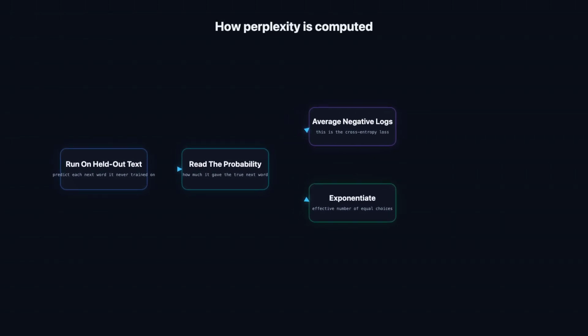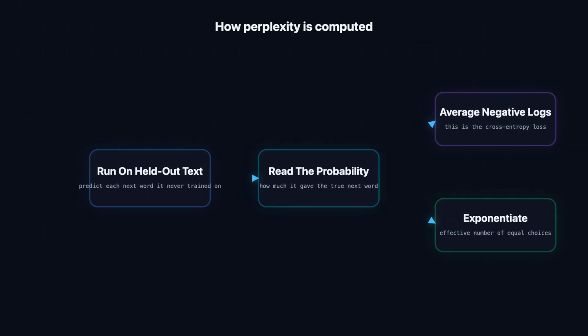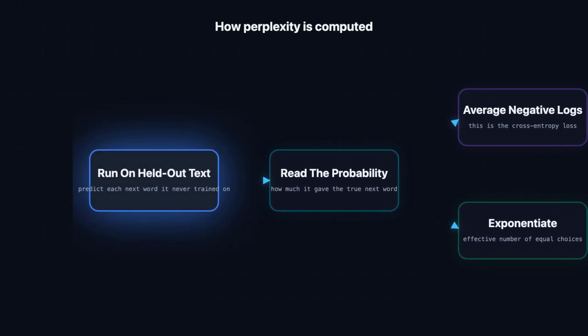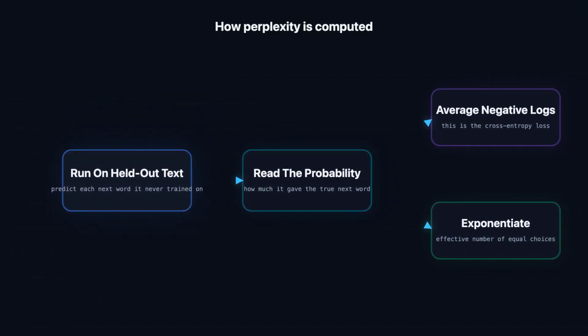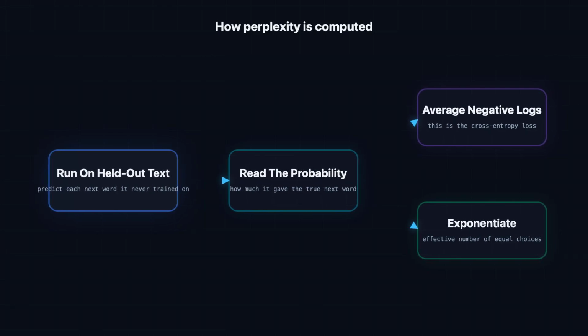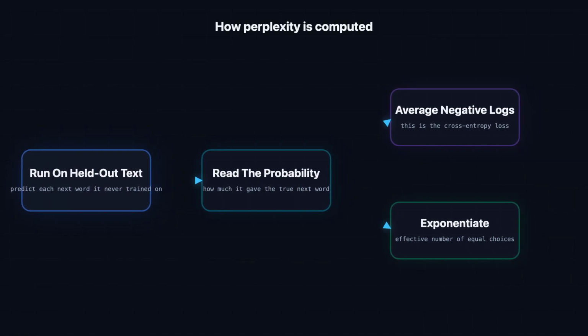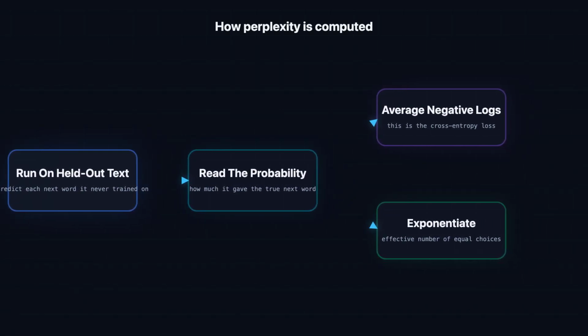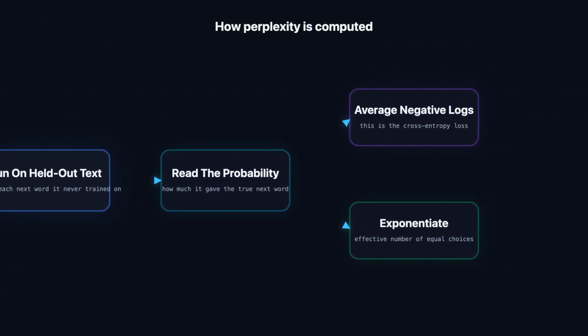So how do you actually compute perplexity? Follow the recipe one step at a time. Start with a chunk of held-out text the model never trained on. You run the model across it position by position, asking at each step for the probability it assigns to the word that genuinely comes next. Honest evaluation means testing on words it has never seen before.